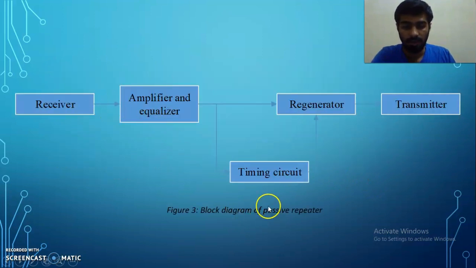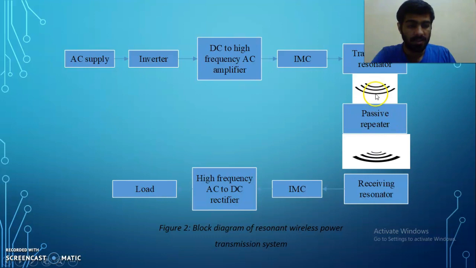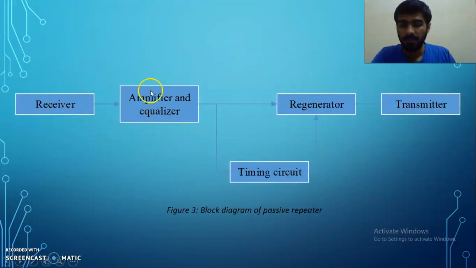This is the block diagram of the passive repeater. The passive repeater gets the input signal, the magnetic field, through its receiver, and then the signal is amplified and equalized. Then the amplified signal goes through the timing circuit and then the regenerator so that it can regenerate, and then through the transmitter it can transmit that amplified signal.